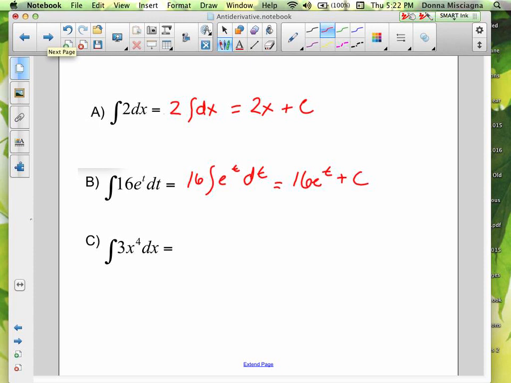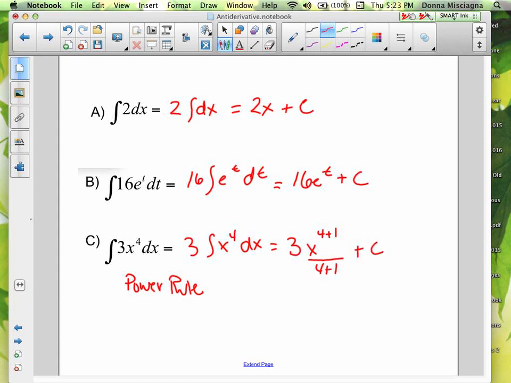And the integral of 3x to the 4th dx, we could pull out the 3. So we have 3 times the integral of x to the 4th dx. Our integral, this is just going to be the power rule. So it would be 3 times x to the 4 plus 1 divided by 4 plus 1 plus c, and then we could simplify that. So that would be 3x to the 5th divided by 5 plus a constant.